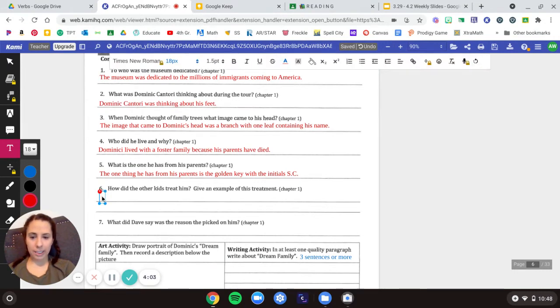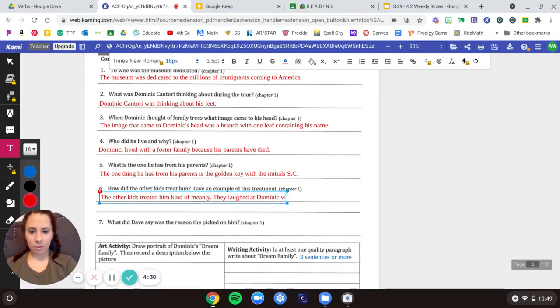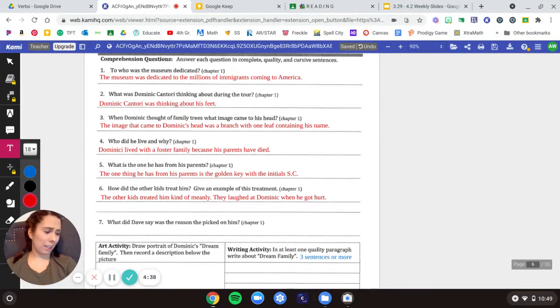How did the other kids treat him? Give an example of this treatment. So this one really should be at least 2 sentences. The other kids treated him kind of meanly. They laughed at Dominic when he got hurt, right? Might have also talked about how Justin, the red-haired boy, was kind of almost making fun of him, right? He was laughing with his friend.